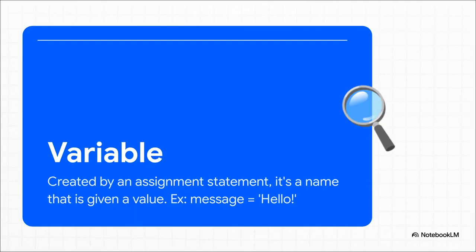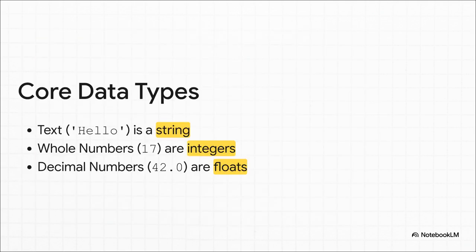So, how do we make these boxes? We use something called an assignment statement. It sounds fancy, but it's really simple. An instruction like message equals hello world does two things. It creates a new box, a new variable, and it gives it a value. So in this case, we're making a box, labeling it message, and sticking the text hello world inside. Easy enough?